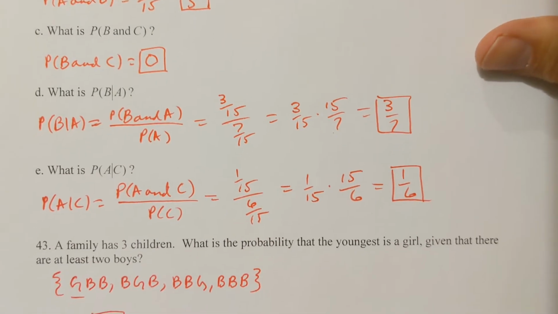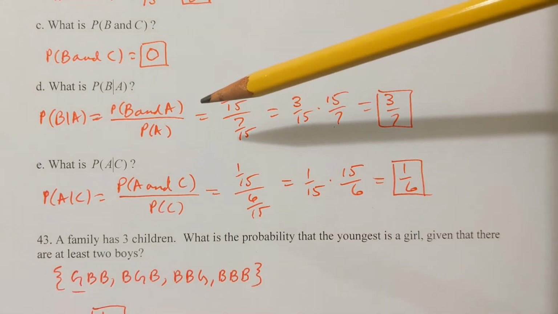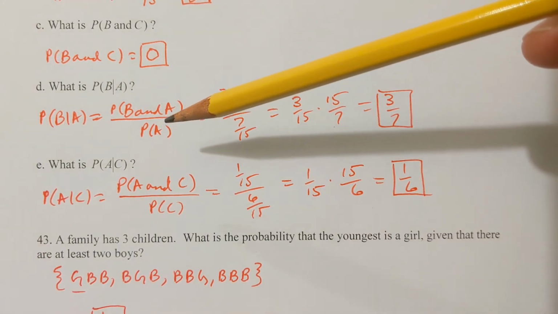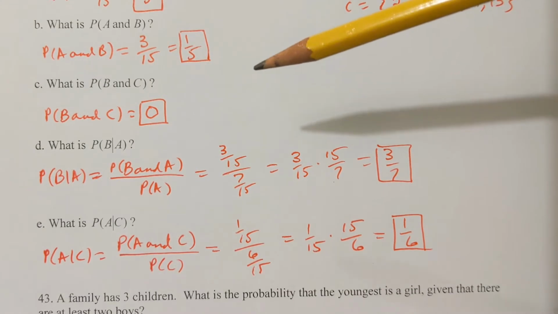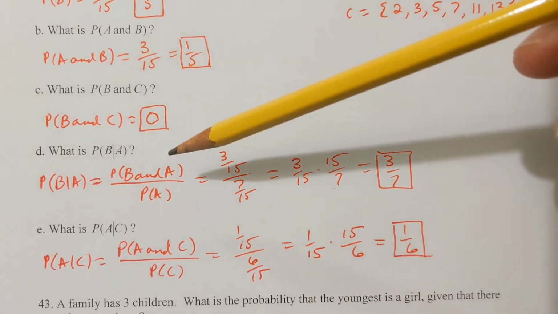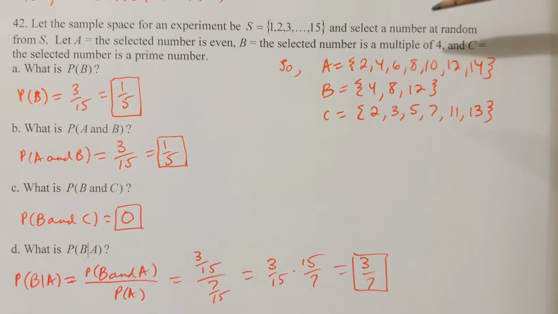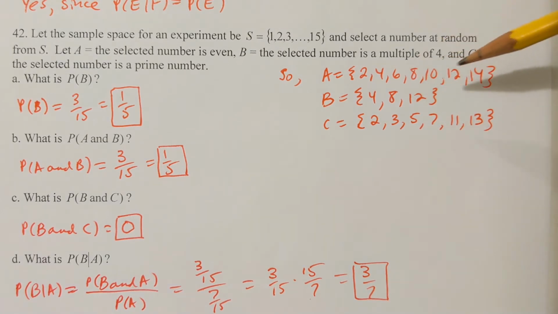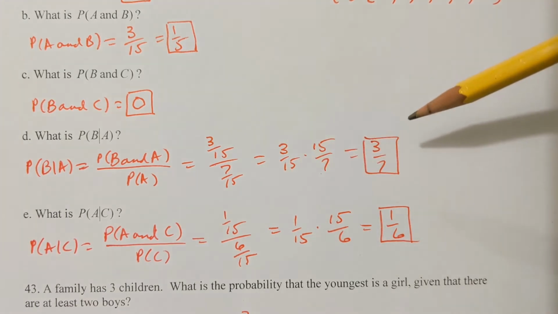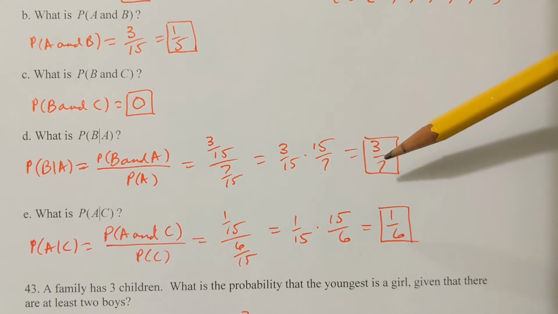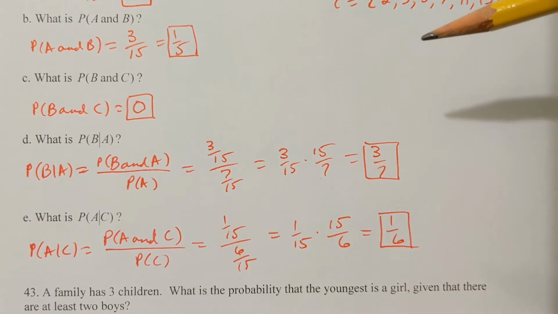Part D, what is the probability of B given A? The probability of B given A is the probability of B and A divided by the probability of A. Remember, whatever event you're given, you're going to be dividing by the probability of that event in the formula. The probability of B and A is 3 over 15, which is equal to the probability of A and B. So 3 over 15 divided by the probability of A. There are 7 things in A, 7 over 15. Flip the denominator and the 15s are going to cancel. So 3 over 7.